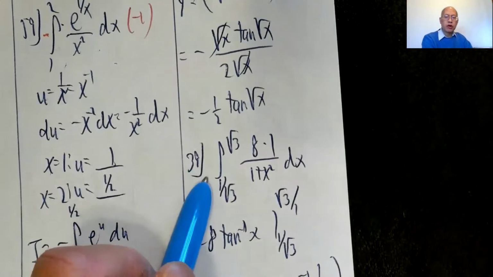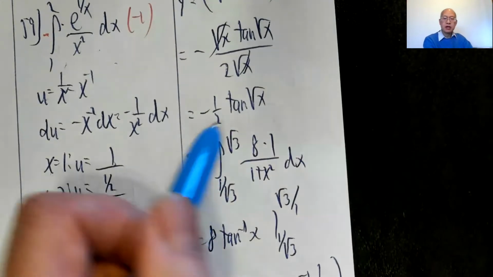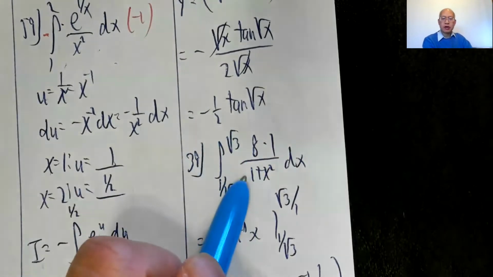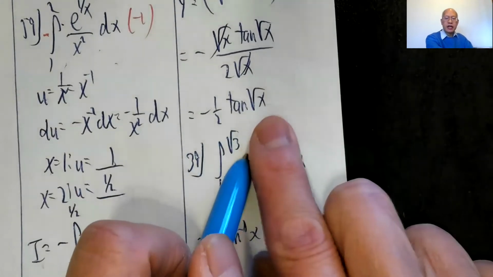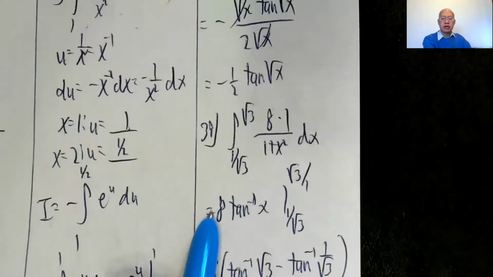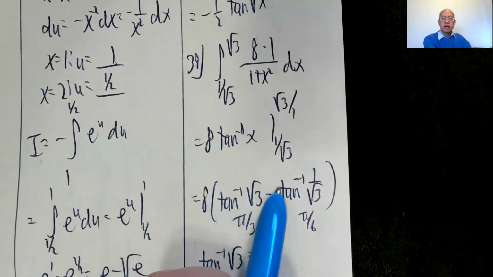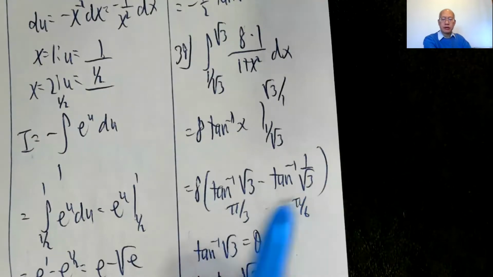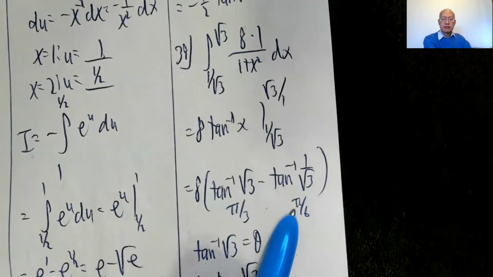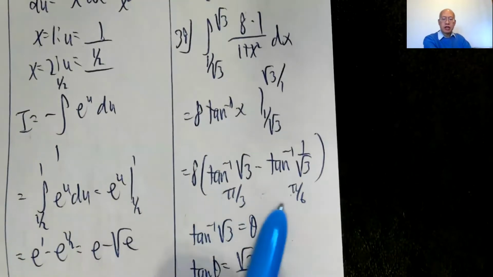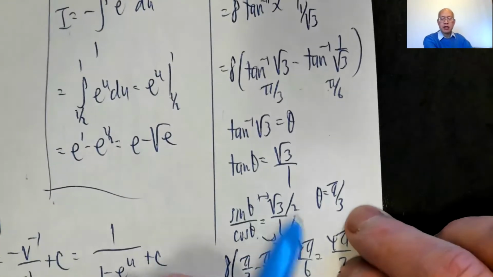39, integral from 1 over radical 3 to radical 3, 8 times 1 over 1 plus x squared. The original problem had 8, think of it as 8 times 1, so it's 8 times inverse tangent. Okay, so it's 8 inverse tangent of radical 3 minus inverse tangent of 1 over radical 3. This is pi over 3, this is pi over 6. Pi over 3 minus pi over 6 is pi over 6, so the answer is 4 pi over 3.